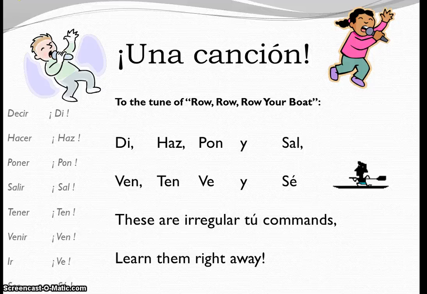Di, as, pon, y sal, ven, ten, ve, y se. These are irregular tú commands. Learn them right away. Don't you worry, you'll be able to sing that in class with me soon too.